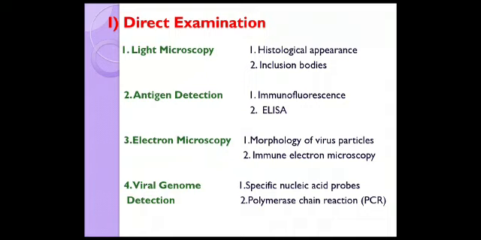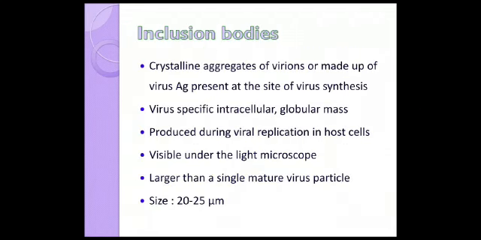The third is when it is difficult for you to see it under the light microscope. To study the morphology of the virus particles, you can use electron microscopy. The last examination, direct examination of the viruses, is by viral genome detection. Either you can use a specific nucleic acid probe or a PCR, polymerase chain reaction.